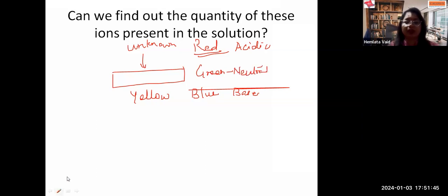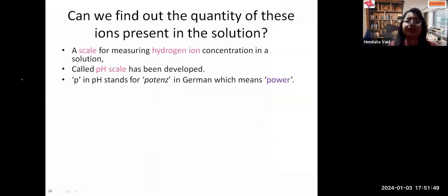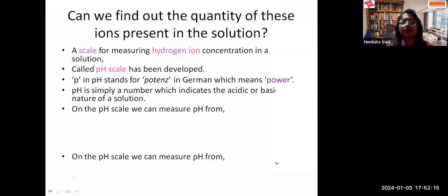Let me show you the diagram so that you can understand. Here pH is potency of hydrogen, power of hydrogen. The more the hydrogen, the stronger the acid is. If hydrogen ions are more, it is a strong acid. If hydrogen ions are less, then it is a weak acid. So let us now see this over here.